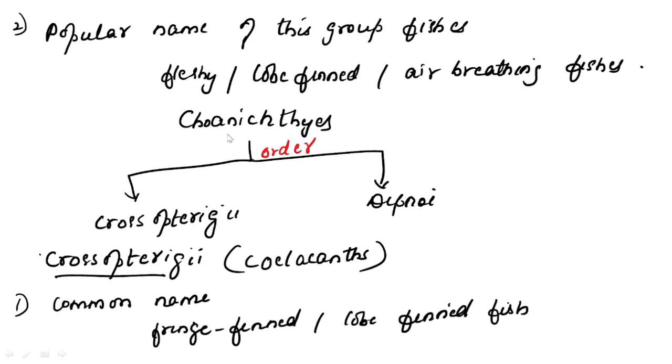Okay. Then Choanichthyes is again divided into two orders. Which are those orders? Crossopterygii and Dipnoi. All this classification we have learned in detail in the beginning of this chapter. You have to connect your memory with that while I am telling you about each step of classification. Anyway, we are going to see that order, Crossopterygii. Crossopterygii is otherwise called coelacanths. The common name is fringe finned or lobe finned fishes.